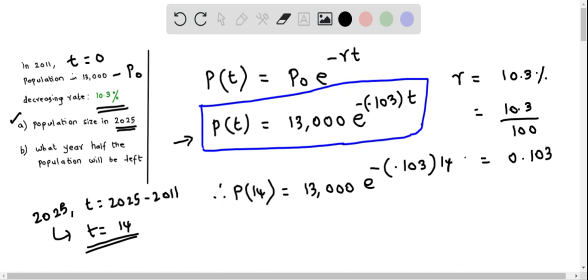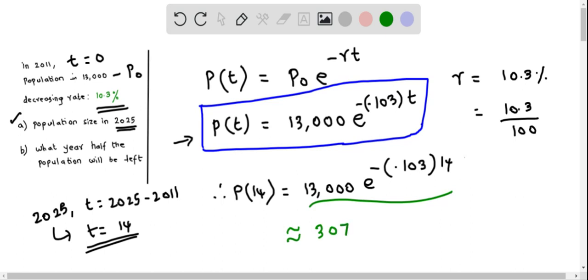We just clear this. So we can plug this expression into the calculator, and when we do that we get approximately 3074, and this is approximated to a whole number. So this is the population size in the year 2025, and this is the answer for part A question.